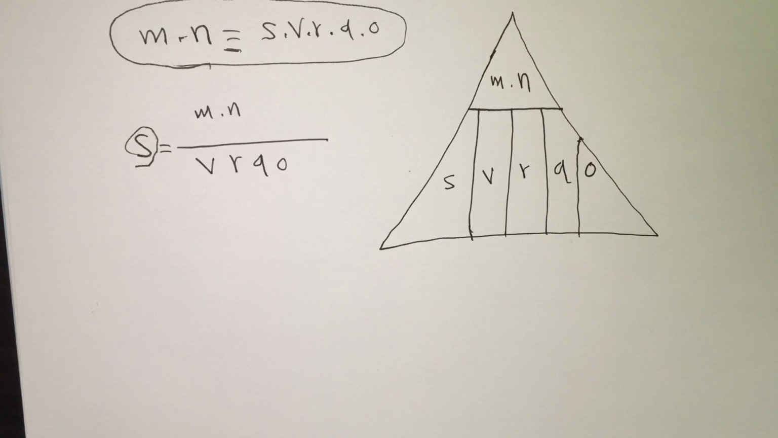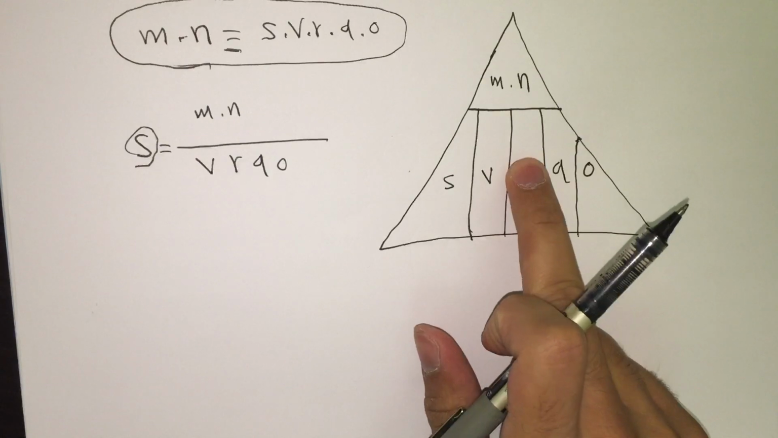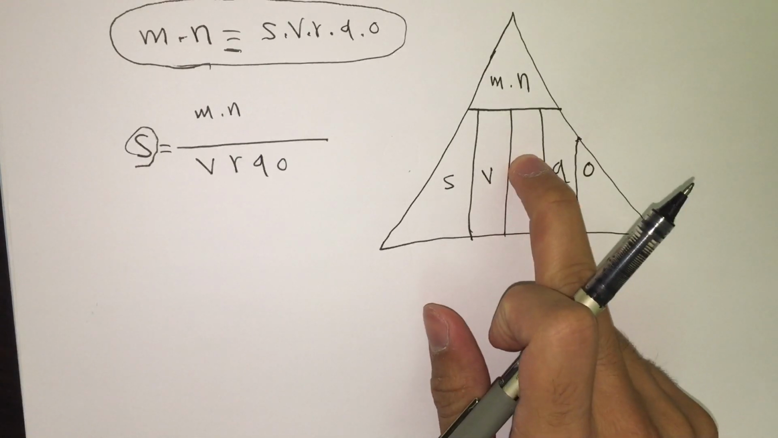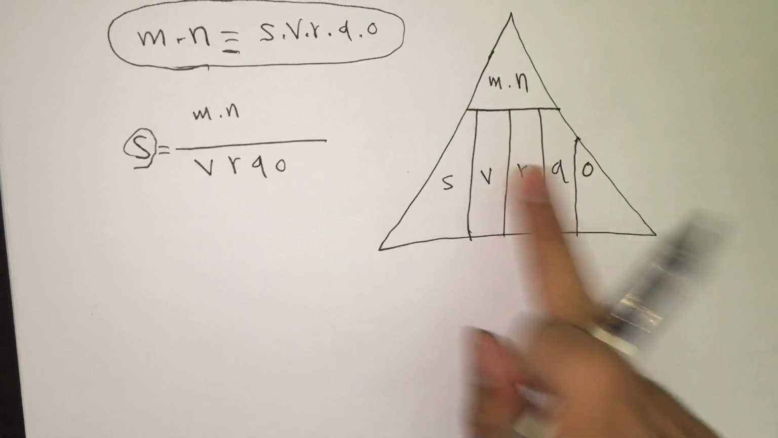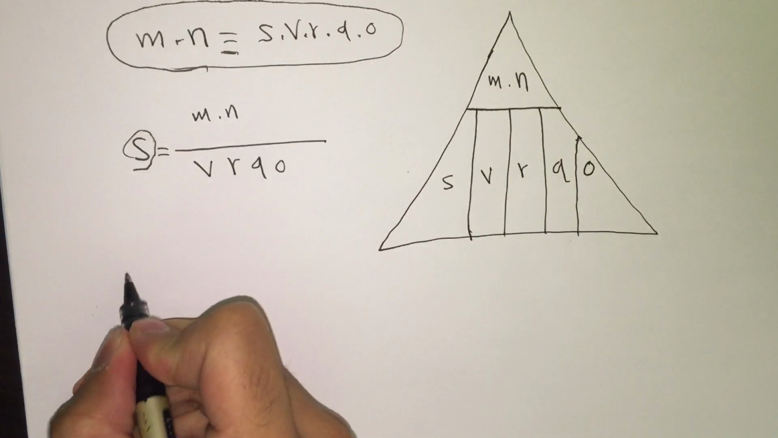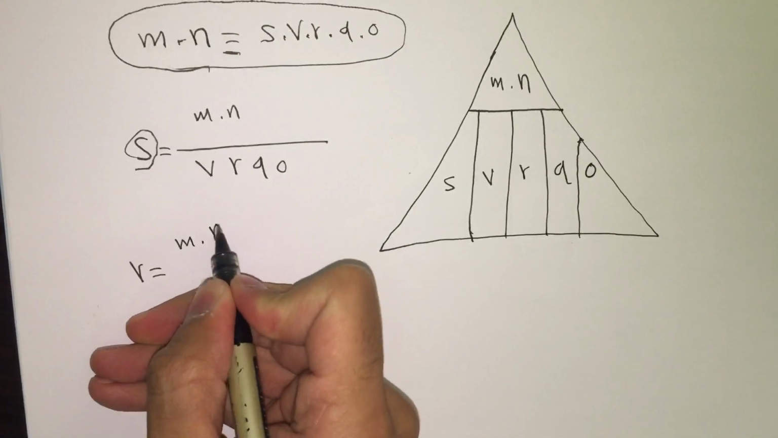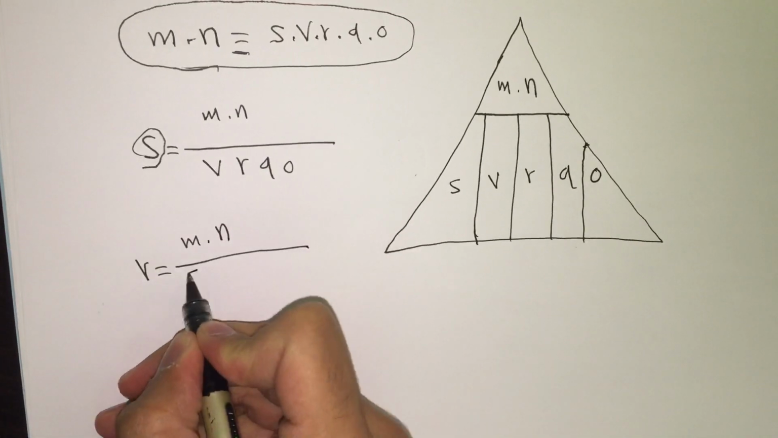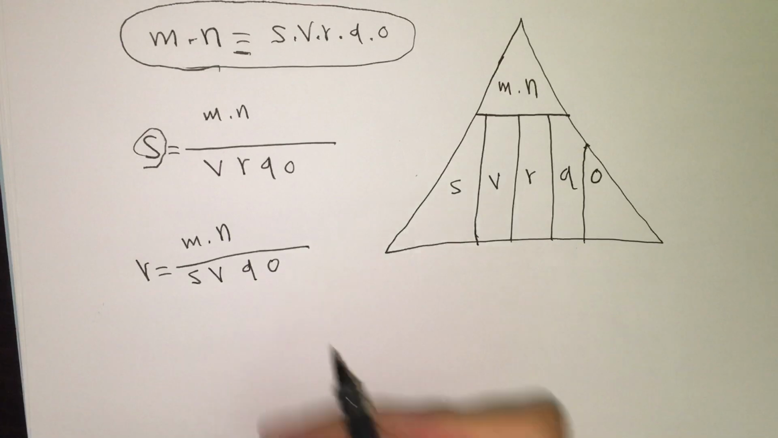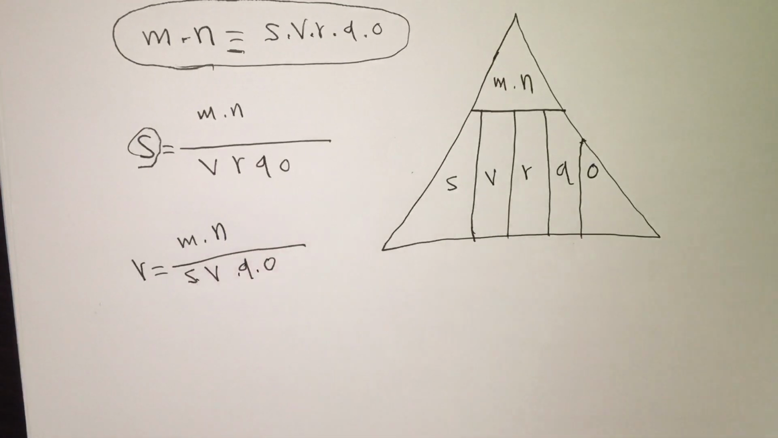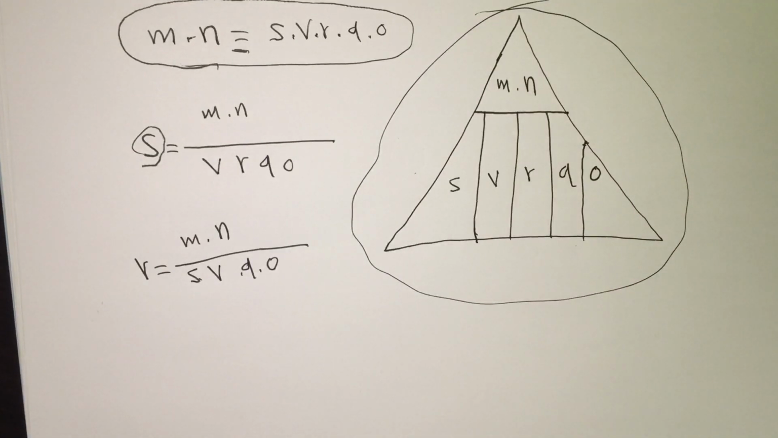So let's say we want to find the r. What do we do? We just cover the r, and we're left with m times n divided by s v q o, which is this equation: r equals m times n divided by s v q o. So it is very simple, and you can see that this method is very helpful.